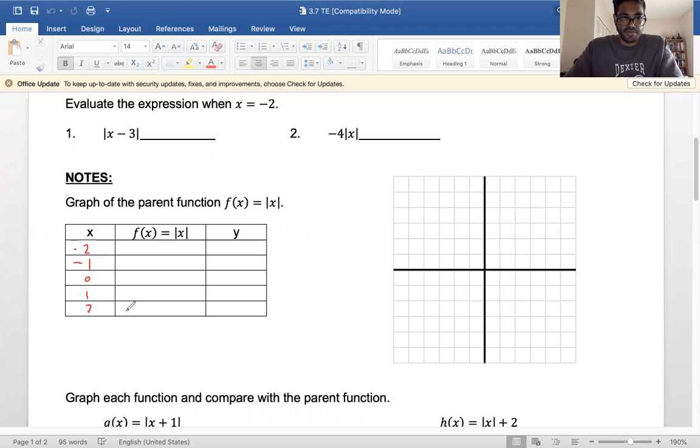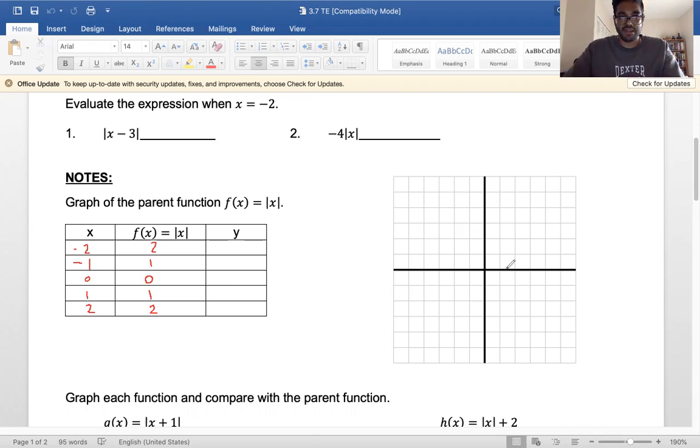Let's see what happens. If I plug -2 into this equation, I get the absolute value of -2, which is +2. Absolute value of -1 is +1. Absolute value of 0 is going to be 0. Absolute value of 1 is 1. Absolute value of 2 is 2. Again, absolute value is distance away from 0.